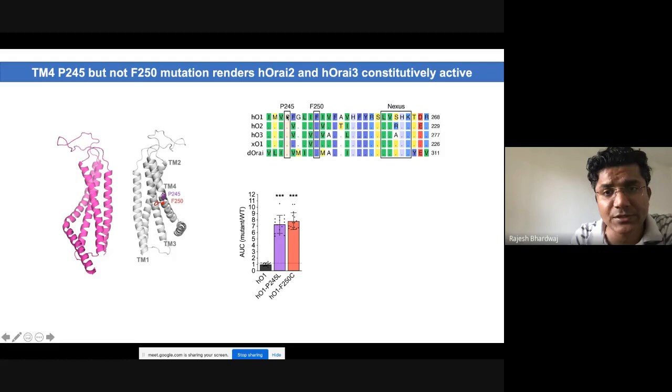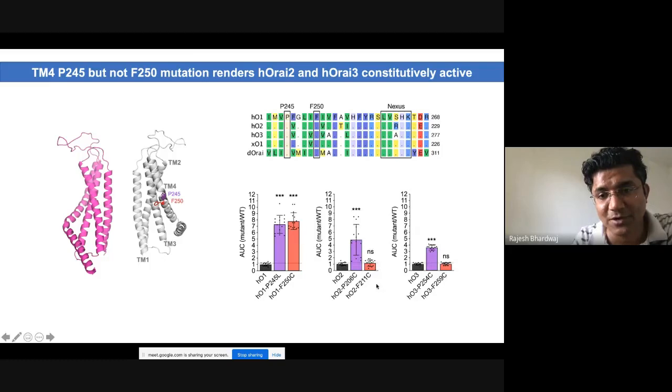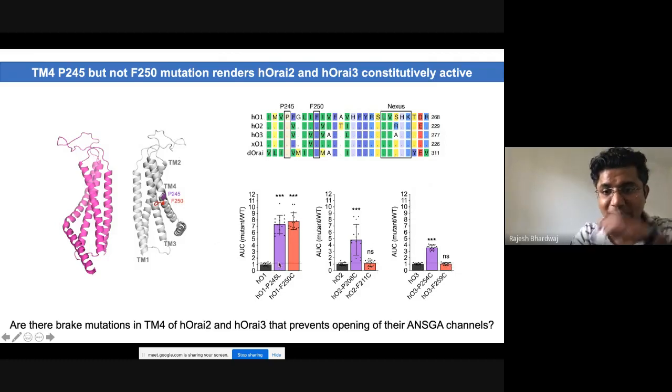So we took the P245 mutation of human ORI2 and human ORI3. You see that the P245L mutant channel is nicely constitutively active, as well as this F250, which was shown in a screen by Murli: if you mutate it to a cysteine, you get constitutively open channels. Both these residue mutations lead to constitutive activation of human ORI1. However, when you look at human ORI2 and human ORI3, the corresponding proline mutations lead to constitutive activation. But when you mutate this phenylalanine 211 or 259, the corresponding residues in ORI2 and ORI3, you do not see this constitutive activation of the human ORI2 and human ORI3 channels.